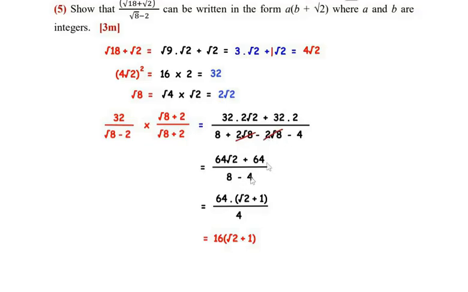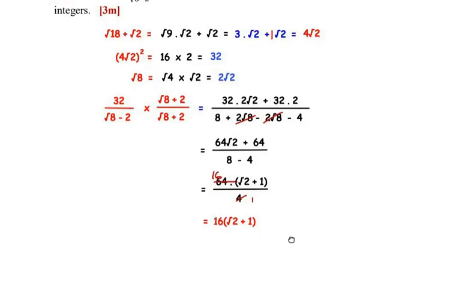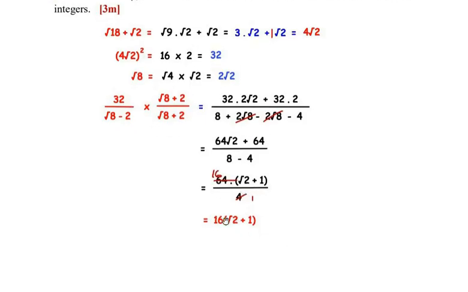minus 4. Now we can see that 64 is a common factor in both of these terms. So we have taken it out times inside the bracket we get the remaining terms, that is root 2 plus 1 divided by 8 minus 4 is 4. Now 4 divides 64, that is 4 1 times is 4 and 4 16 times is 64, giving us 16 times root 2 plus 1, or we can also write it as 16 times 1 plus square root of 2.